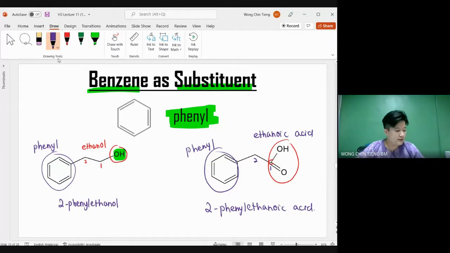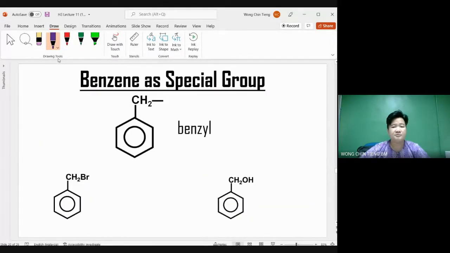Okay. When will this become a substituent? As simple as because your functional group is not located on benzene. Okay. So when your functional group is not located on benzene, functional group tu akan jadi parent lah. Okay. Alright.